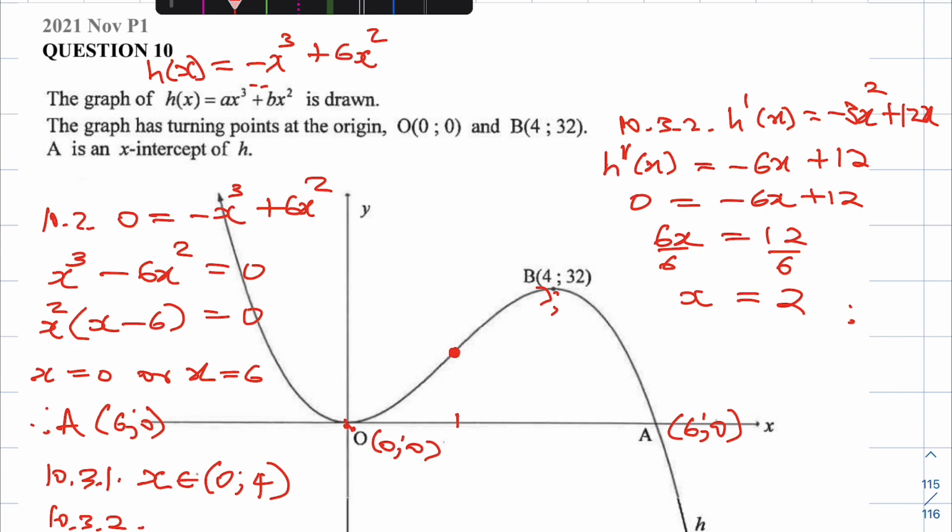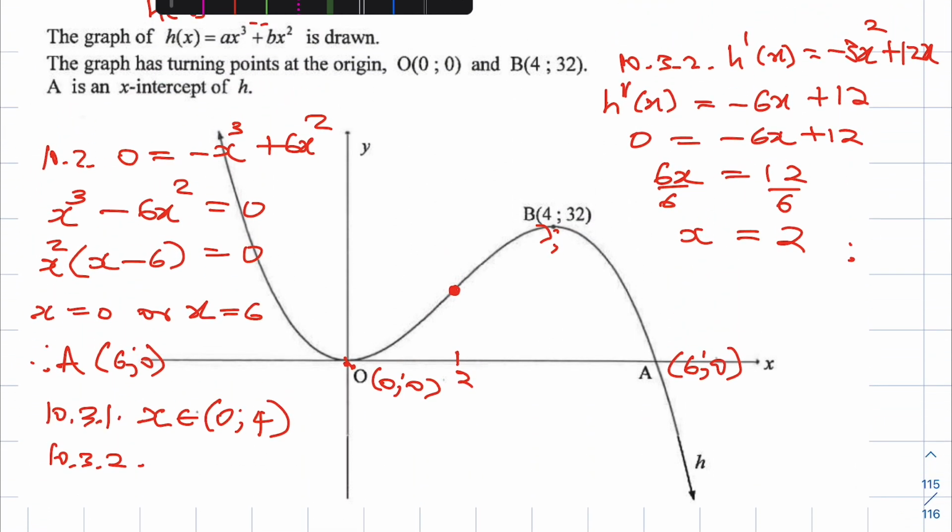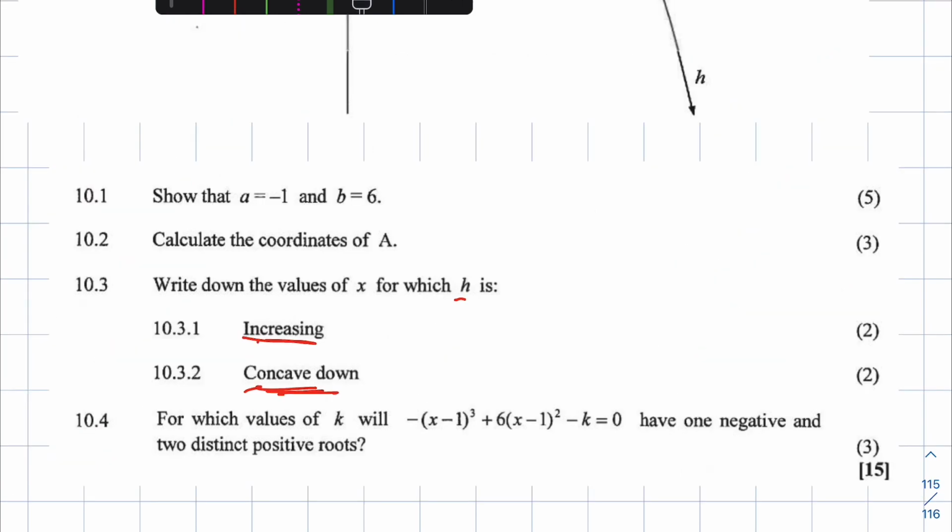So we know that this is the point of inflection, that is 2. So the function will be concave down from 2 all the way to infinity. So we can just write the solution as x greater than 2, or you write x element of 2 to infinity. Now we do the last question.